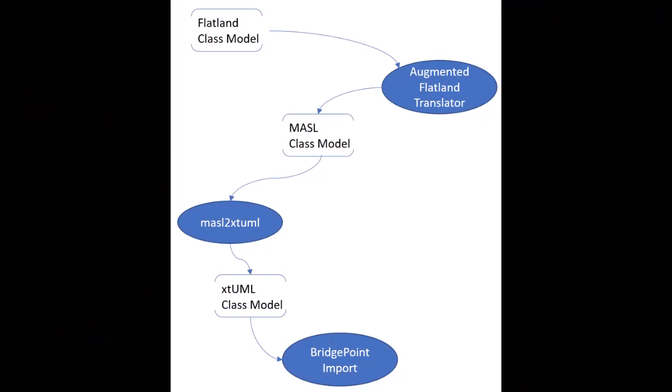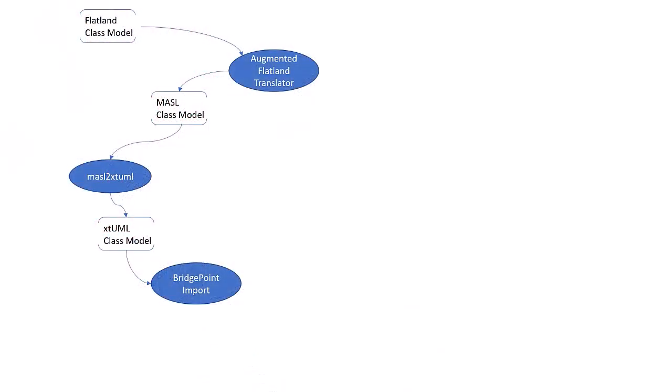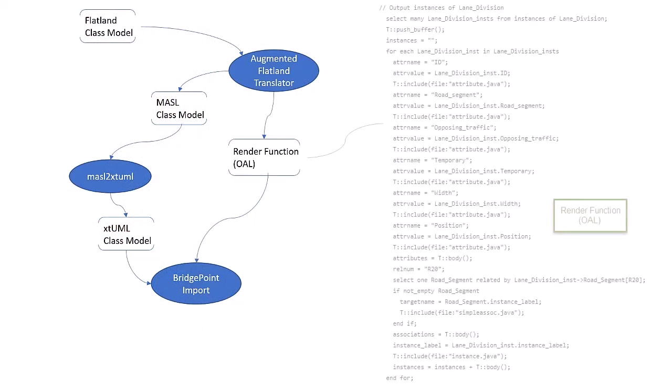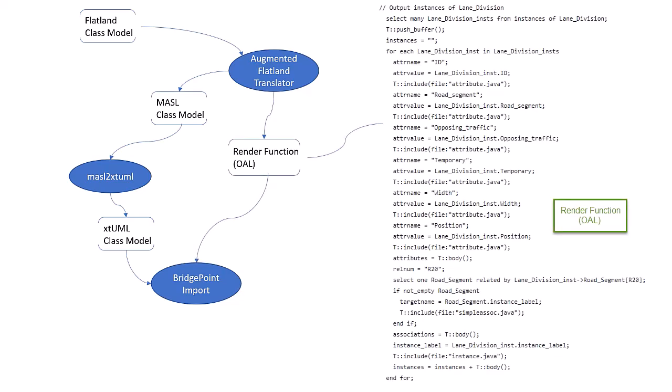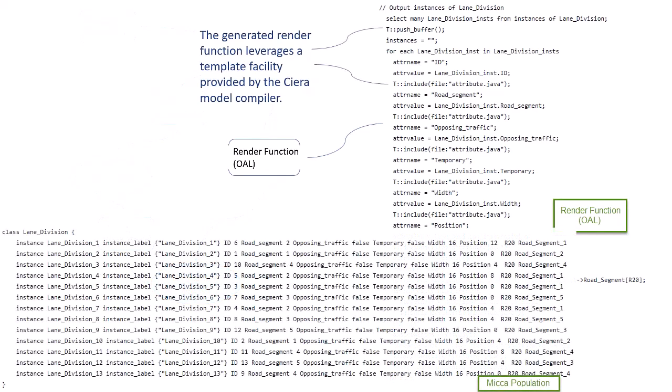The original goal of the augmented parser was just to render the vehicle guidance models into Mazel so that they could be imported into BridgePoint. At some point, it occurred to me that as the augmented Flatland tool now had a good knowledge of the class and relationship structure, it would be pretty straightforward to generate the body of a function which would iterate over the class extents and emit the population data in any desired format, in this case Mica.